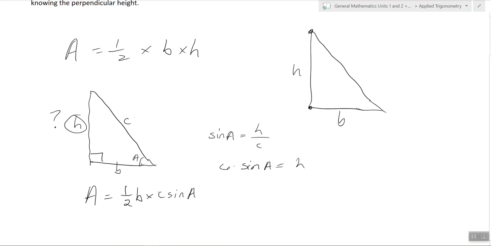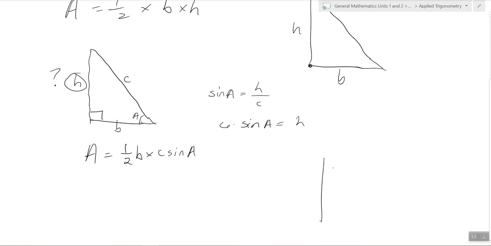Okay? So if I had a triangle, if it was a 5 and a 7, can you please calculate the area? I'll give you, let's say this is 35 degrees. In your books now, try and calculate the area of that triangle.